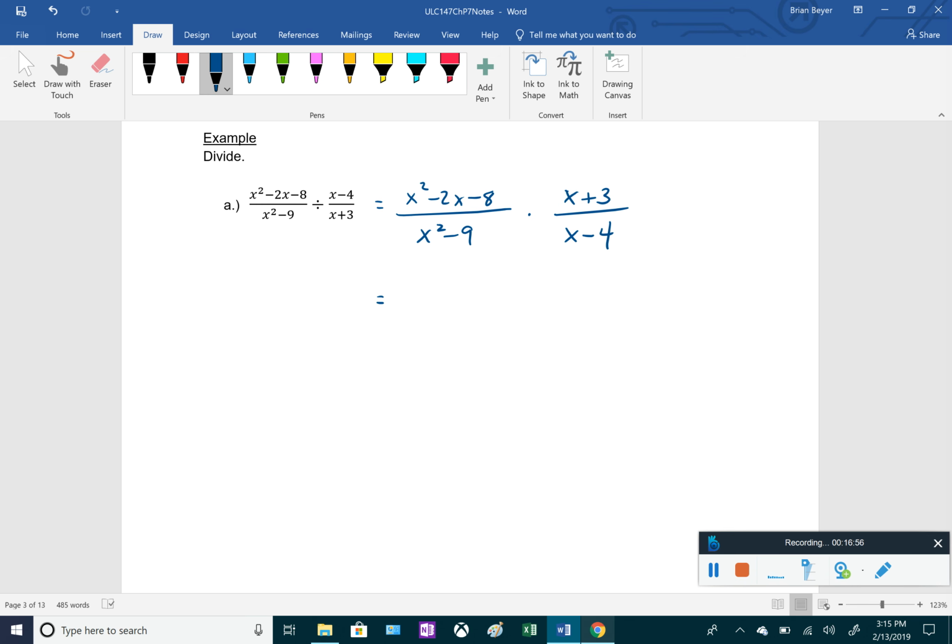Okay, so now we're just multiplying. We're doing exactly what we just did, so we're going to factor. x squared minus 2x minus 8 is going to be x minus 4 times x plus 2.